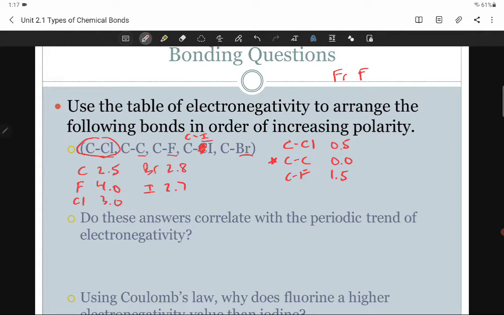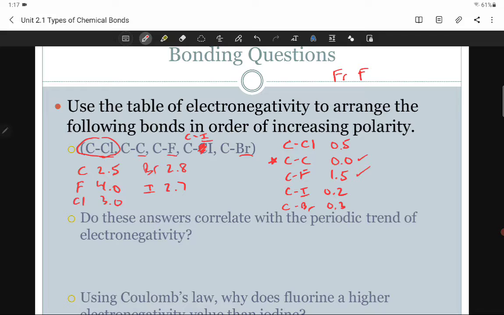We have carbon and iodine. So we got 2.7 minus 2.5, so that's a 0.2. And then we have carbon and bromine, 2.8 minus 2.5, so 0.3. So you just rank those. So increasing order of polarity, this is the least polar all the way to the most polar. And you would rank those.